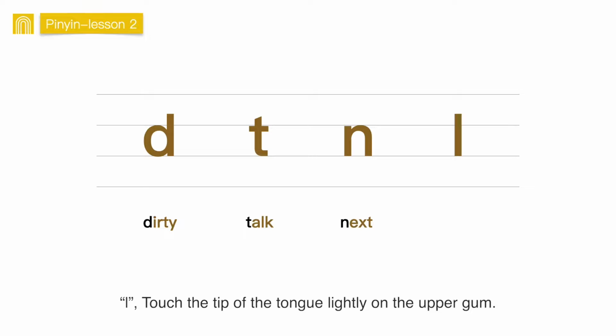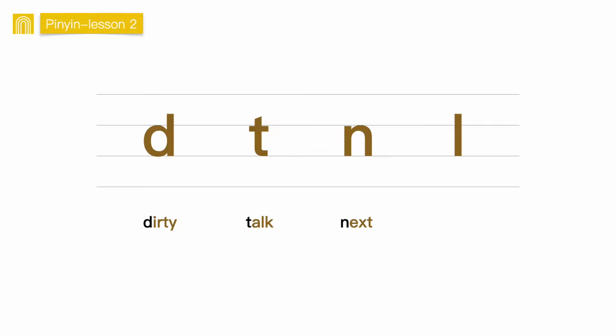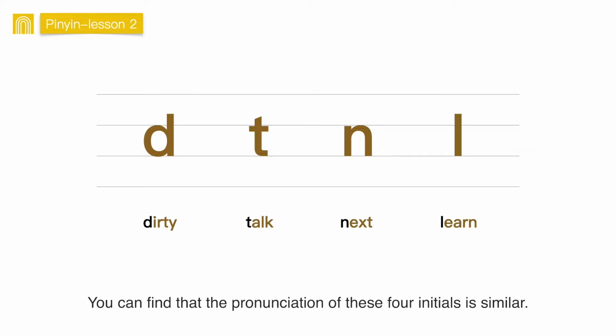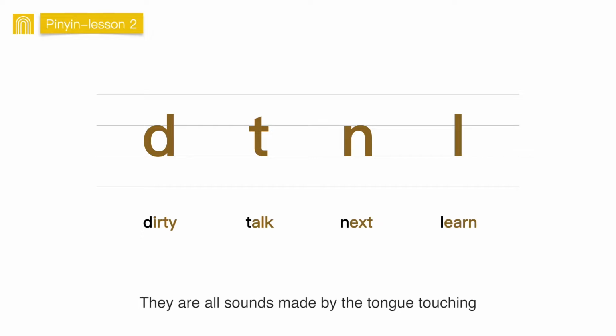L. Touch the tip of the tongue lightly on the upper gum. This sound comes from the sides of the tongue. Read after me. L. L. Sounds like the L in the word learn. You can find that the pronunciation of these four initials is similar. They are all sounds made by the tongue touching the upper gum first, and then the sound is made.